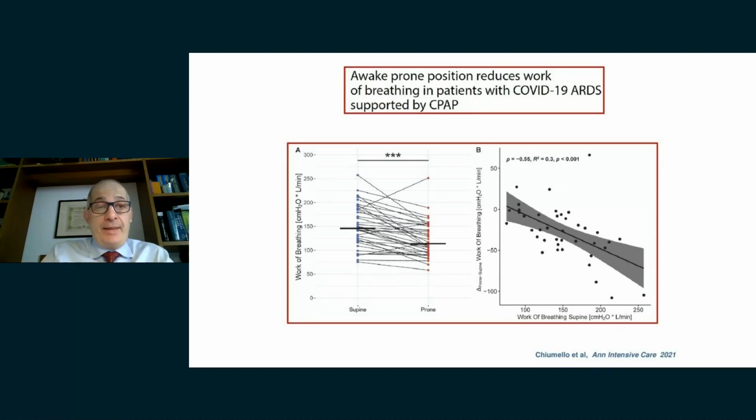in each patient. And what was more important, this was the relationship in the right part of the change in the work of breathing by moving from supine to prone according to the work of breathing in supine position. So patients who present a high work of breathing in supine position were the patients in which the work of breathing was significantly reduced in prone position.